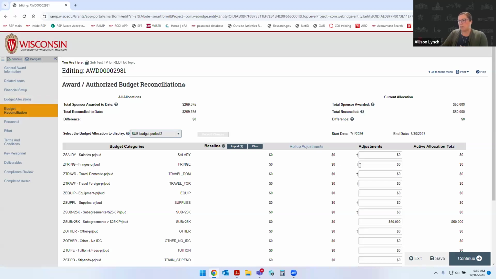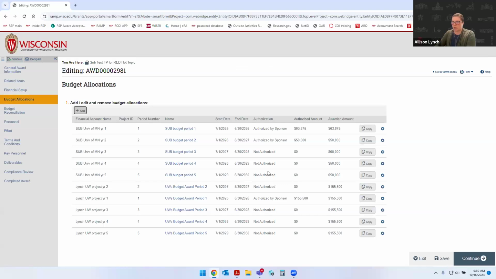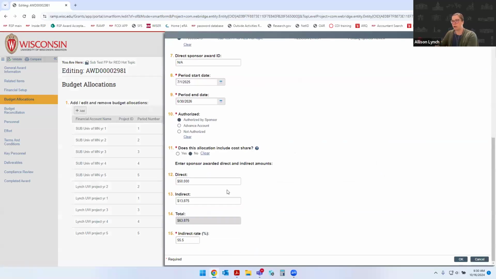Does anyone have any questions? That's the most of the demonstration I had for the smart forms, but I just want to make sure I address any specific questions on the reconciliation, allocation, and financial setup pages for outgoing subs. I tried to identify the most common issues that we see, which are on the allocation, including the outgoing sub specific budget data. Again, that is handled at the Subaward Portal. We are entering the total costs and the UW indirect rate and associated indirect costs.